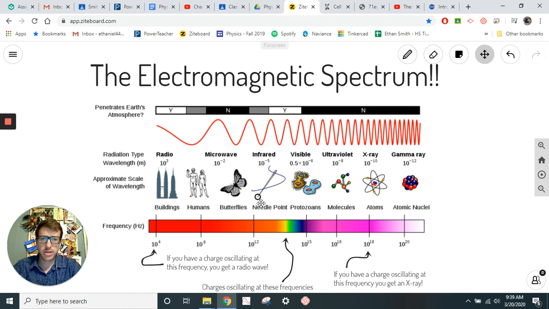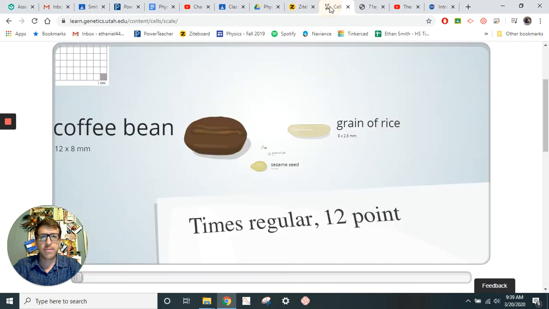If you can picture the size of a needle point, think of how small that wavelength is. A needle point is so fine. And then getting even smaller, into the size of a protozoan. Well, what is the relative size of a protozoan or a molecule or an atom? One way to visualize those sizes, and I've put this in here, is from the University of Utah. I used to use this when I taught biology. It gives you a good scale for atomic things and molecular things.